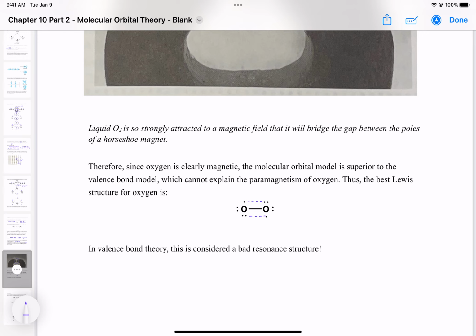This is the best Lewis structure based on our data and our model. But in valence bond theory, this is not a great Lewis structure, and that's because both atoms don't formally have an octet. But this is the structure we would draw for oxygen. So this is called ground state oxygen.